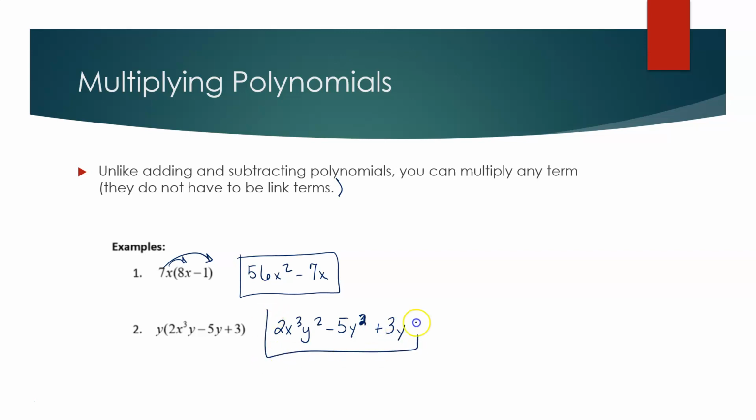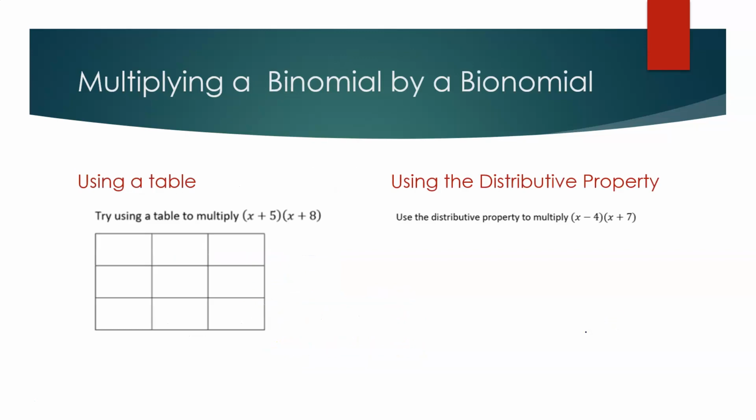All right, so I'm going to show you some different methods. The first one, we're going to talk about a binomial by a binomial. That means two terms by two terms. So I'm going to show you how to use a table. So I have x plus 5 up here, and I have x plus 8 here. So we're just going to take x times x, which is x squared, 5 times x, which is 5x, 8 times x, which is 8x, 8 times 5, which is 40.